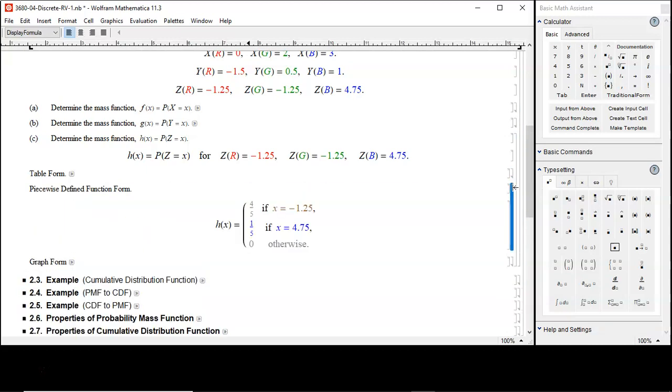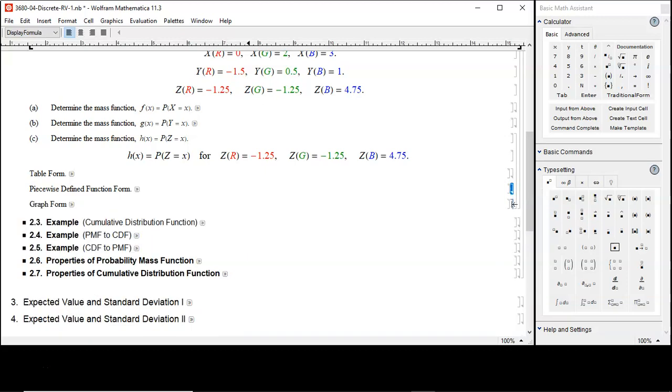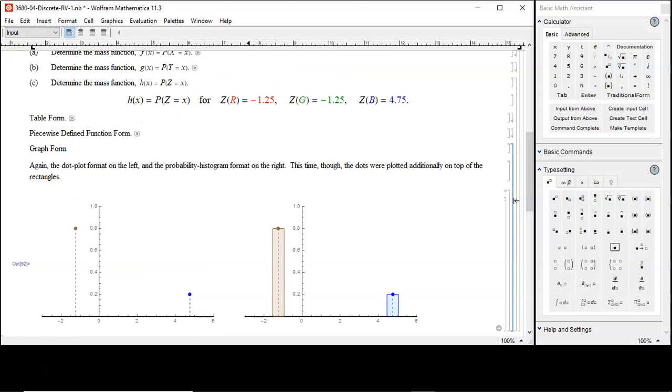Piecewise defined function form. And then the graph form. You have only 2 dots because you have only 2 possible outcomes. Negative 1.25 here, and that probability is 1/10, so the height goes to 1/10. And 4.75 is here, that height goes to 2/10 because that's the probability.